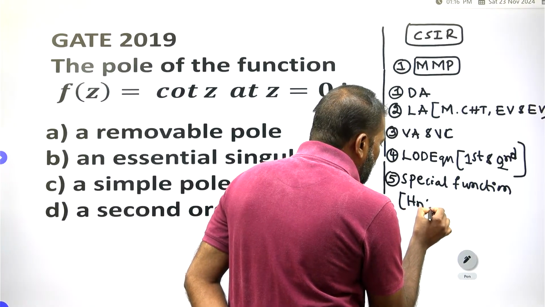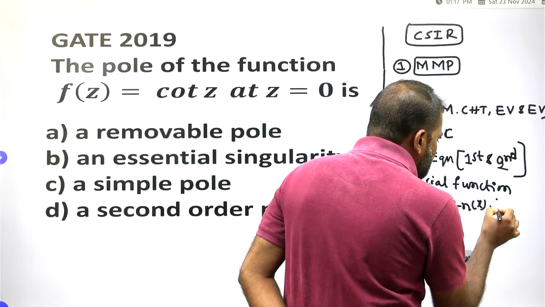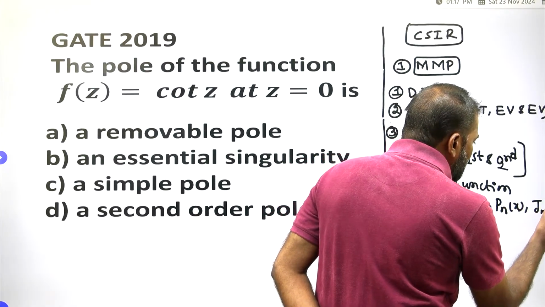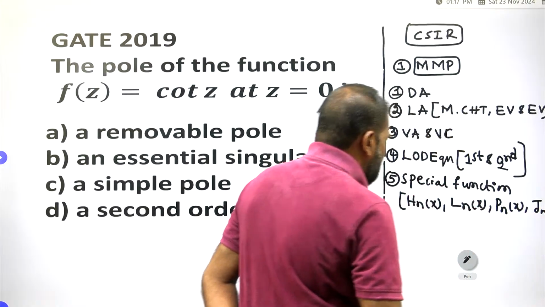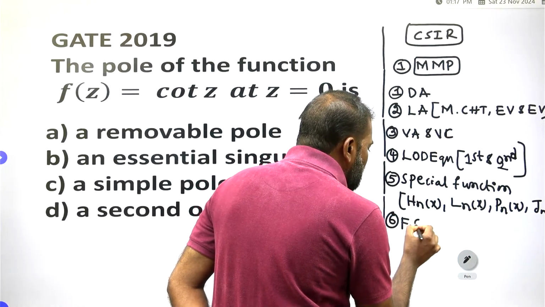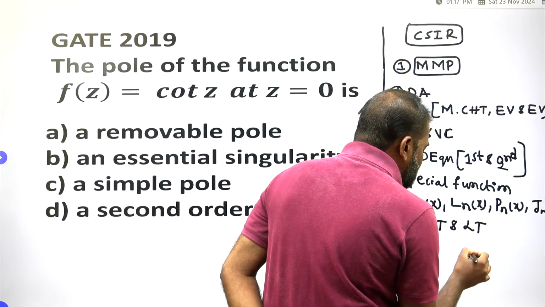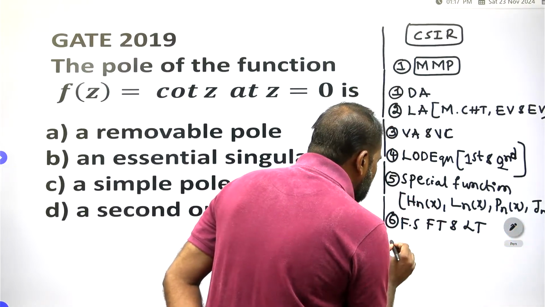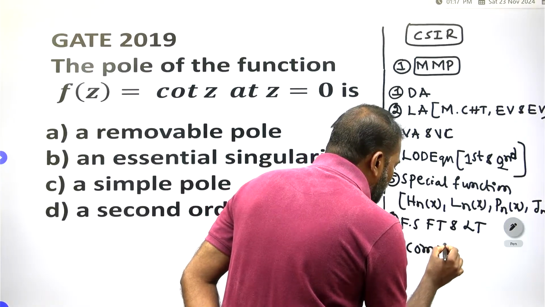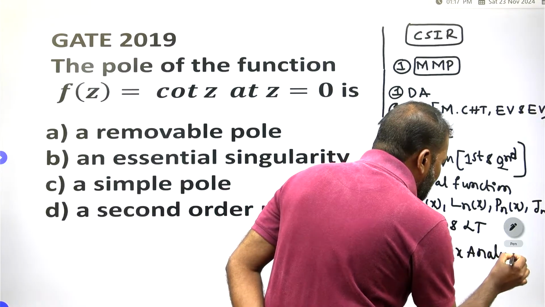One is the Hermite polynomial, another is the Laguerre polynomial, another is the Legendre polynomial, and another is the Bessel function. Now the sixth one is Fourier series, Fourier transforms, and Laplace transform. Now the seventh one is complex analysis. We are under complex analysis.